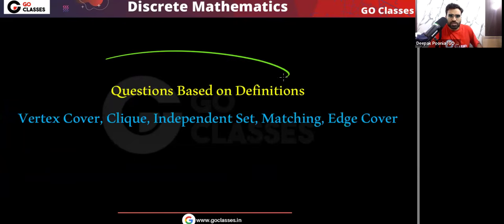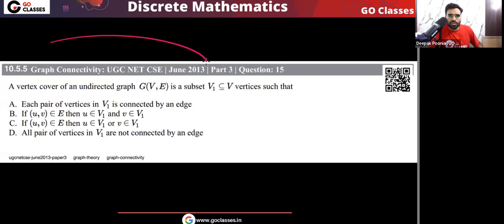Now let's solve some questions based on the definitions of these concepts: vertex cover, clique, independent set, matching, edge cover. Based on the definitions of these concepts, there are some UGC NET questions, and there are some more interesting questions that I have taken from the standard resources. So let's solve. Let's solve the UGC NET June 2013 question.